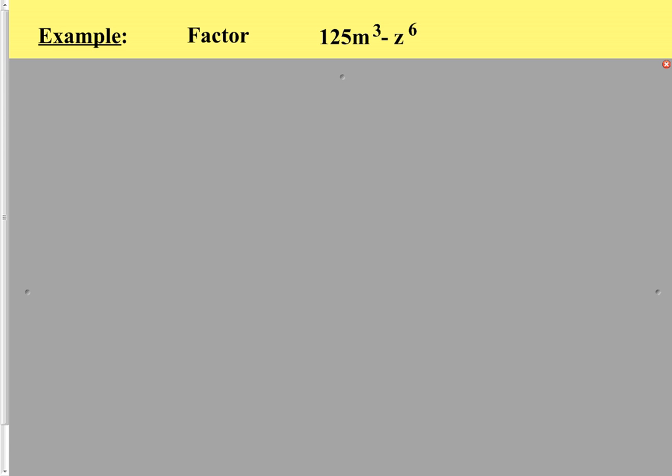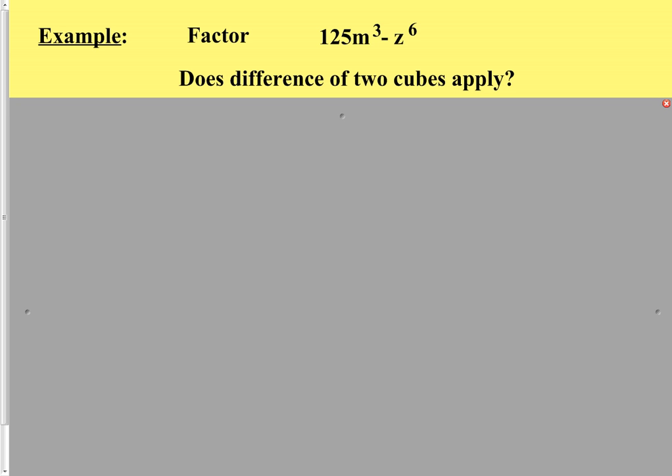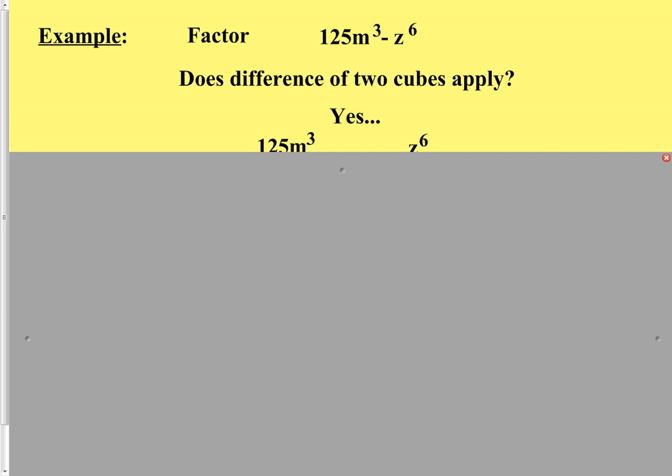Okay, here's a problem. We have 125 m cubed, and from that we're going to subtract z to the sixth. Well, we should suspect that possibly one of the cube formulas is in play here, because first off, we do have a variable that's to the third power. And we have another variable that's not to the third power, it's to the sixth power. However, that is a multiple of the third power. 6 is a multiple of 3. So it might very well be a difference of cubes. Does difference of two cubes apply? It actually will.